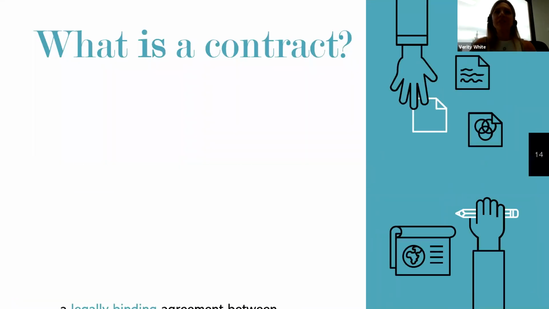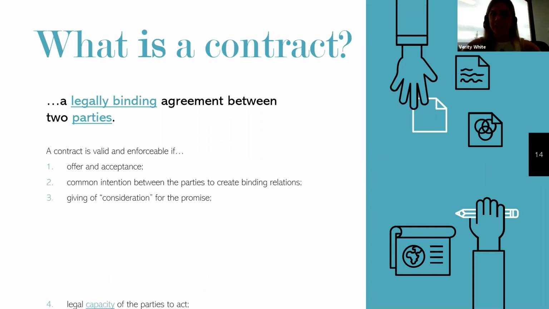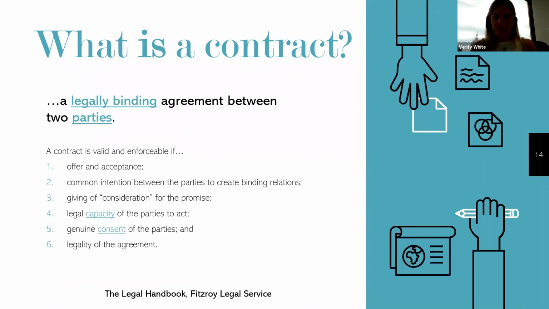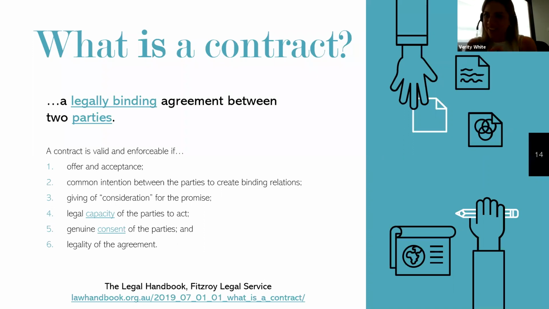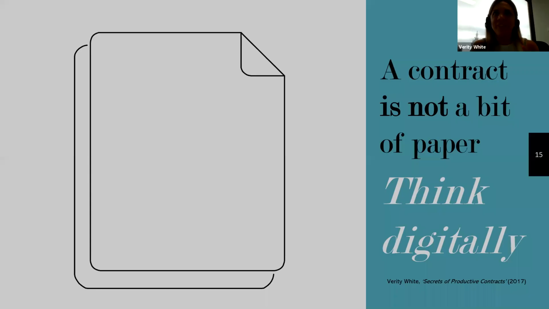So let's start by getting philosophical. Now, the philosophical question, the obvious one, is what is a contract? I don't think that's actually the most interesting question. I think the interesting question is what a contract is not.